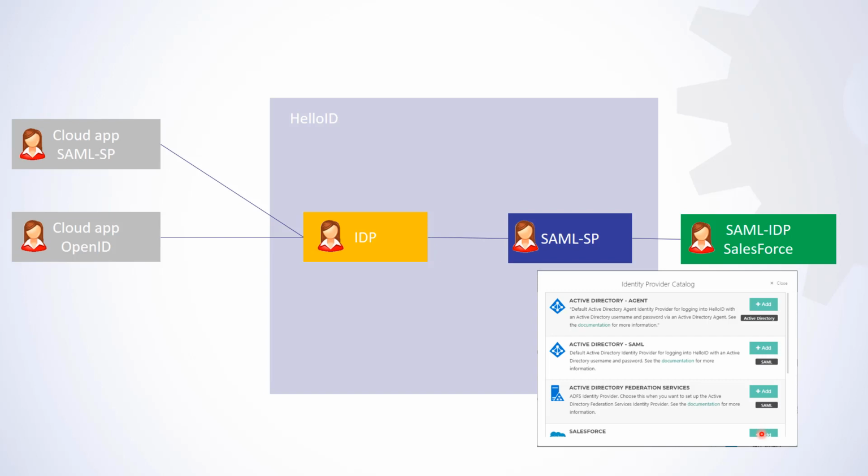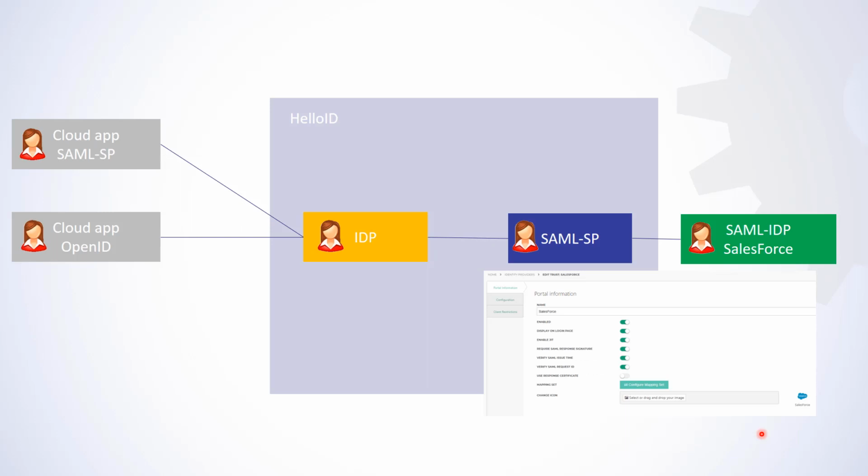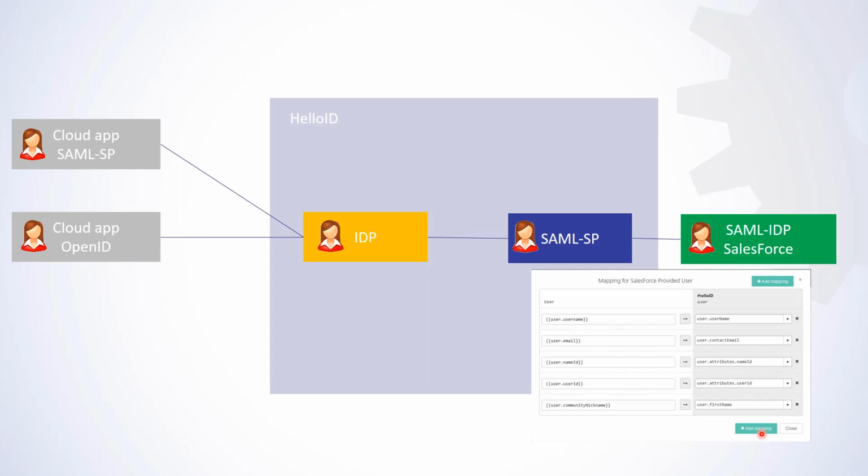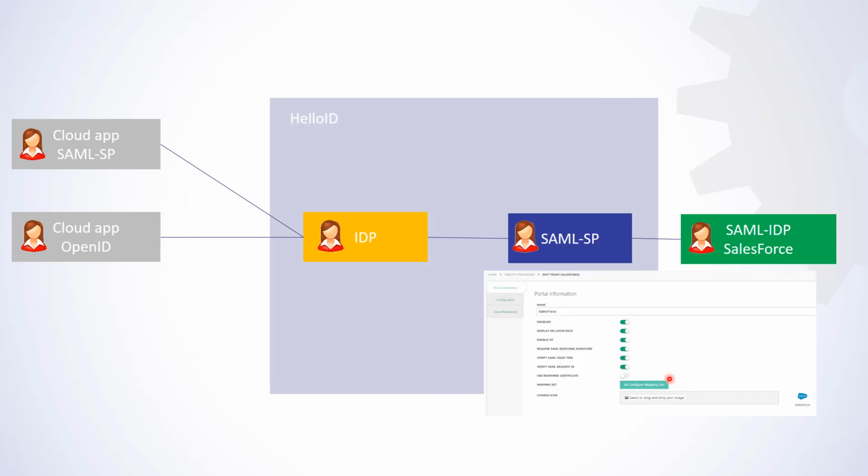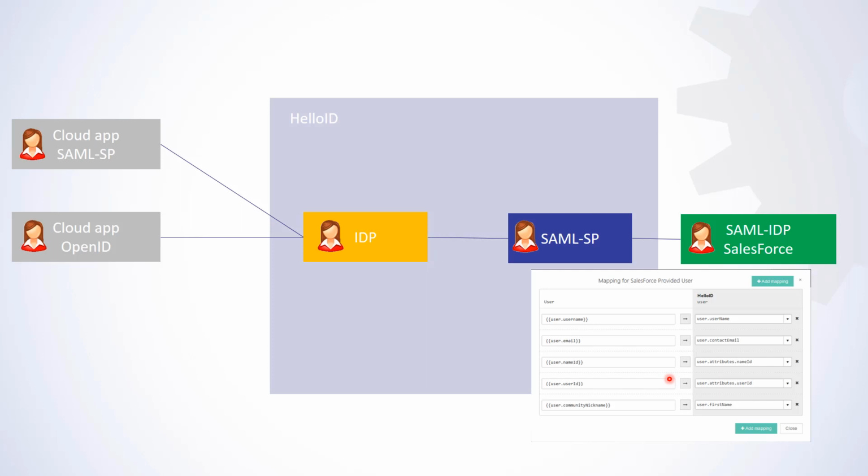So if I add a new IDP, I get a wizard. Via the wizard, that's already been pre-configured. A lot of fields are already pre-filled, so it's a lot easier now to configure an IDP. I also have a mapper. The mapper is here. I will show you in the software, and now it is very easy to map information from the IDP to HelloID. So here you determine what information is being transferred from Salesforce, in this example, to HelloID. I will show you in the software how this works and how this looks.